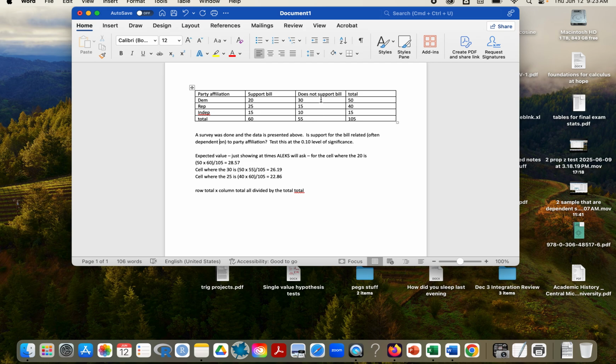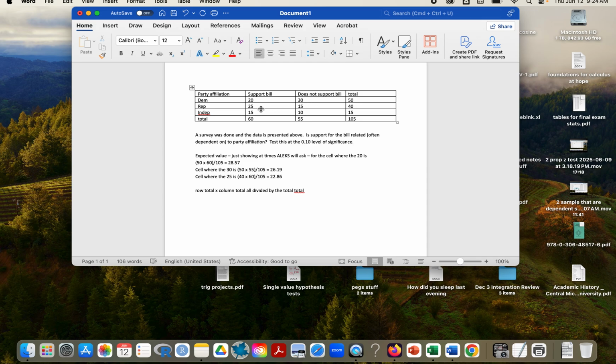To get the expected value here, you'd go the row total of 50 multiplied by the column total of 55 divided by the total, and then that's the 26.19. And then the cell here where the 25 is, the row total is 40, the column total is 60, so it's 40 times 60, and then you're dividing by the 105, and that gets you the 22.86.